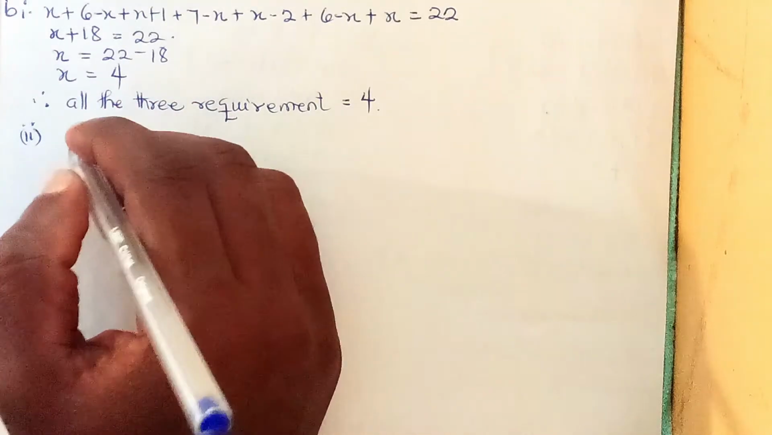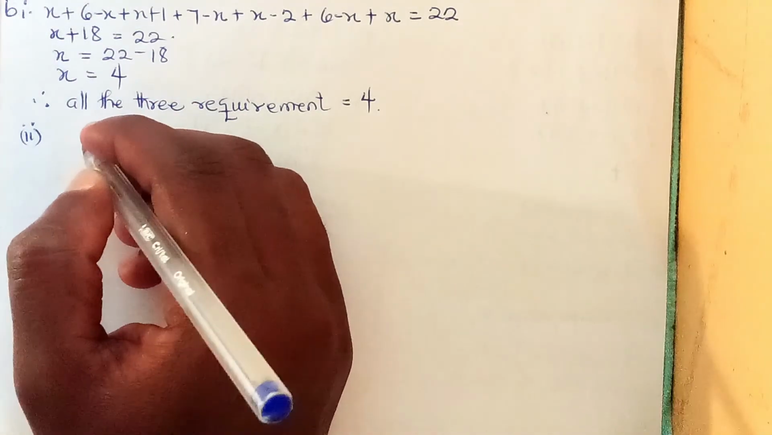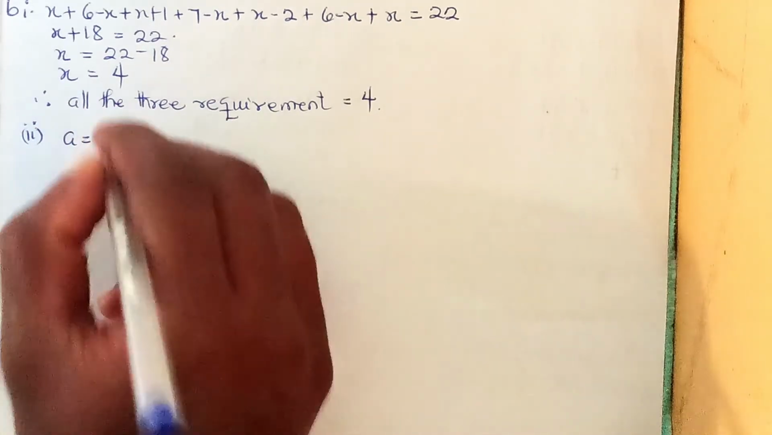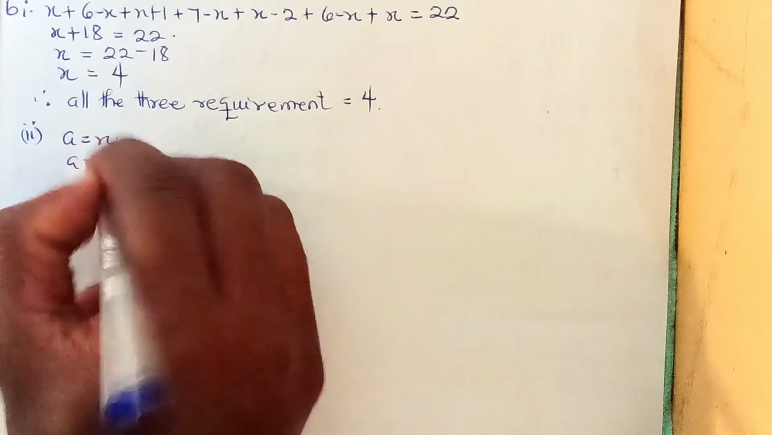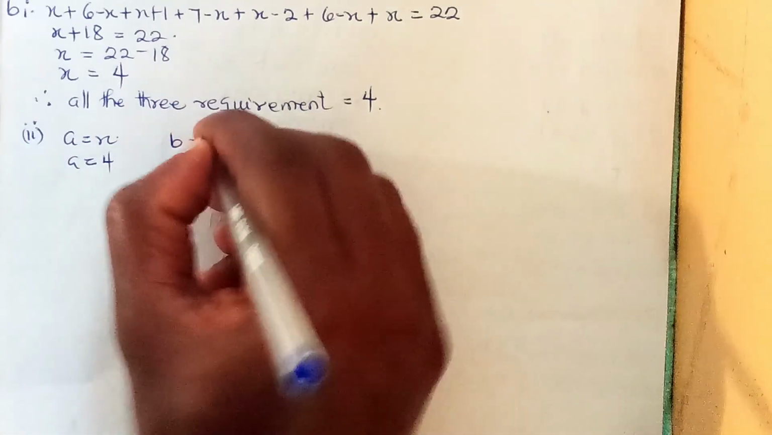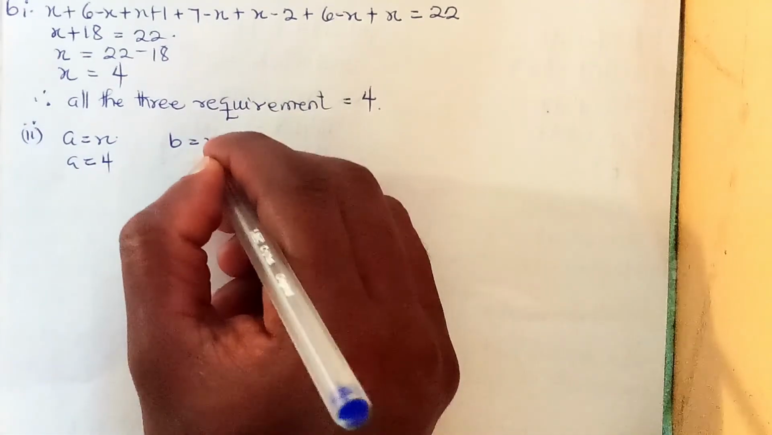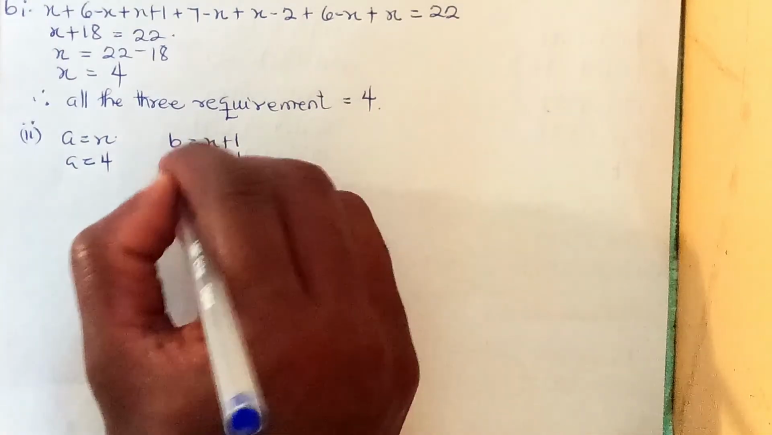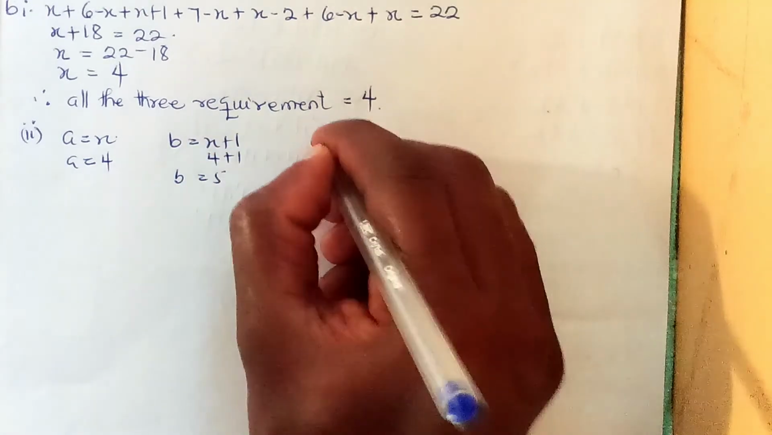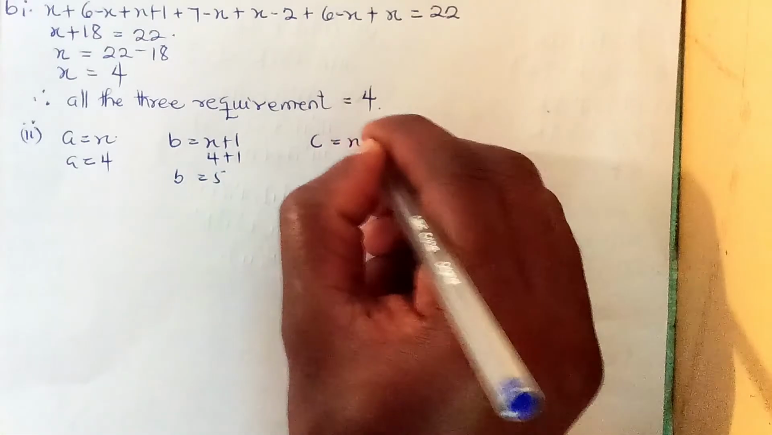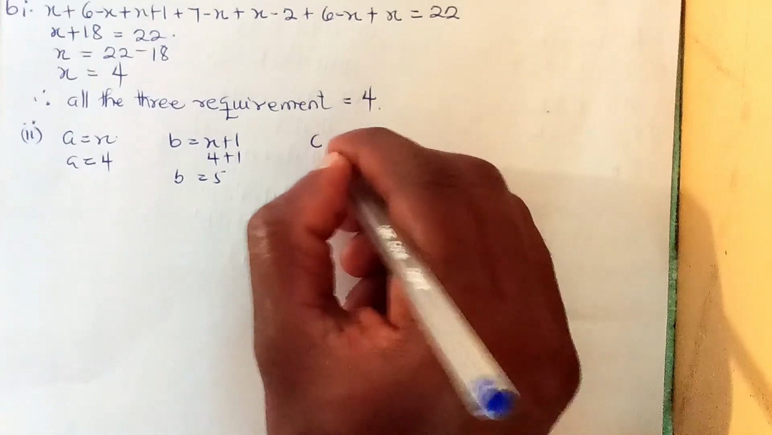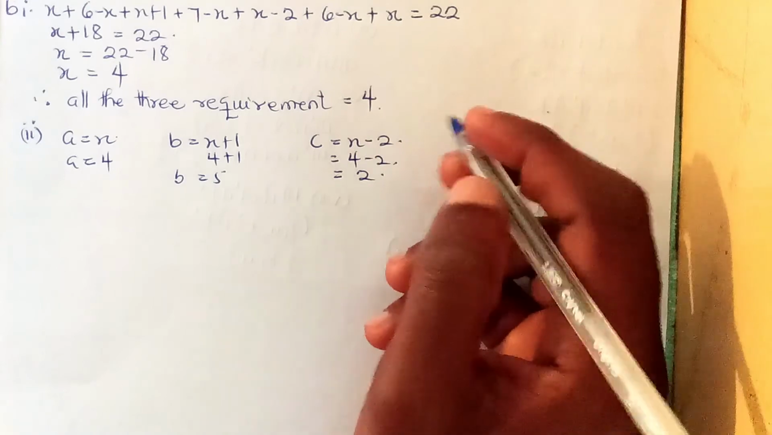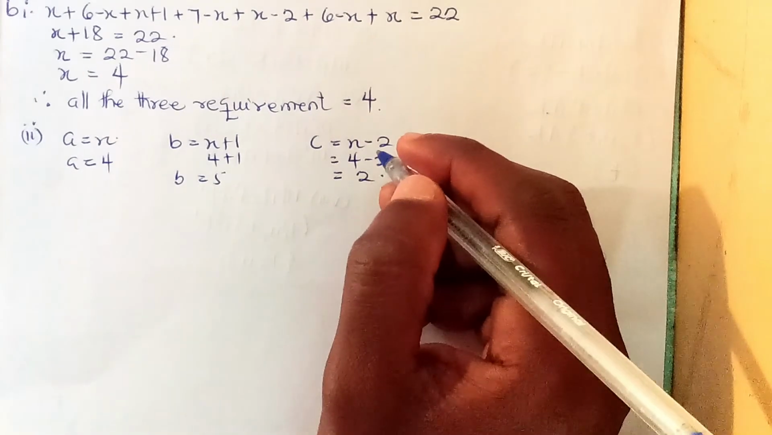Let's find that of A, B, and C. Since we have the value of x, A was given to be x, and since x is 4, we have A to be 4. B is x plus 1, and since x was given as 4, we have 4 plus 1. That's 5. So B equals 5. C was given to be x minus 2. Since x is 4, we have 4 minus 2. C is 2. Let's fix all this into the Venn diagram.